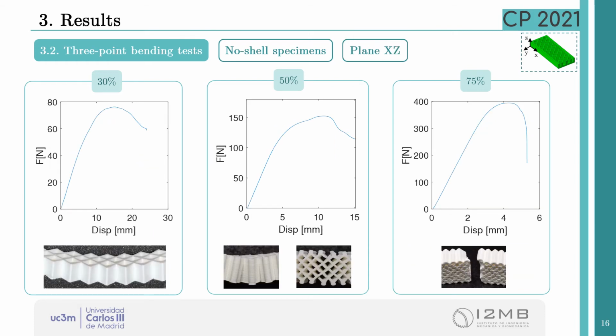We continue with the experimental results of no-shell specimens, but rotated. Now, the orientation where the crack propagates is the plane XZ, and there are similarities with the results obtained before. The 30% specimen curve shows again high plasticity without a complete fracture, and now in this orientation, the 50% specimen behavior is similar to the 30%. Again, the 75% specimen experiences a brittle fracture as in the previous orientation.